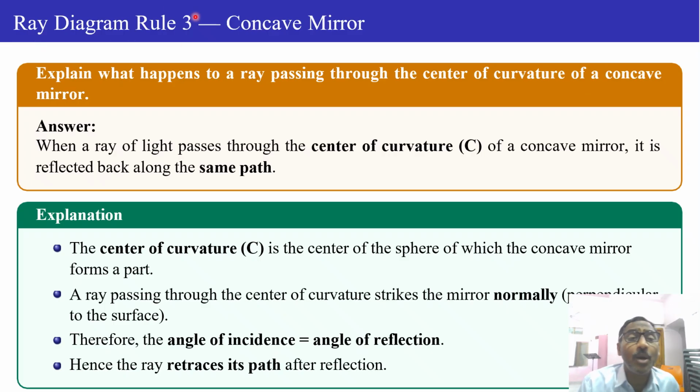Now ray diagram rule 3, concave mirror. Explain what happens to a ray passing through the center of curvature of a concave mirror. When a ray of light passes through the center of curvature C of a concave mirror, it is reflected back along the same path.